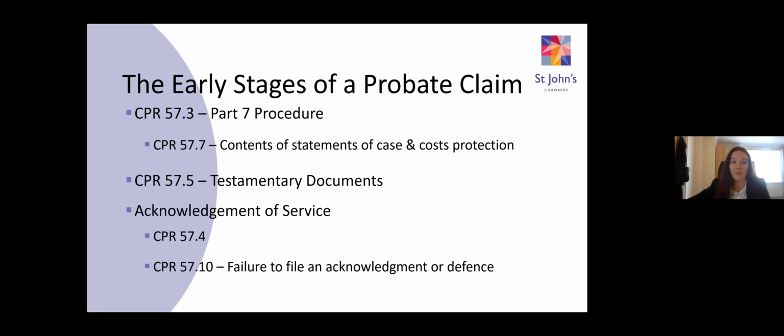In addition, CPR 57.7(5) sets out a potentially useful tactical option available to defendants, as it provides that a defendant may give notice in his defence that he does not raise any positive case, but insists on the will being proved in solemn form, and for that purpose will cross-examine the witnesses who attested the will. And importantly, if a defendant gives such notice, the court will not make an order for costs against him unless it considers that there was no reasonable ground for opposing the will.